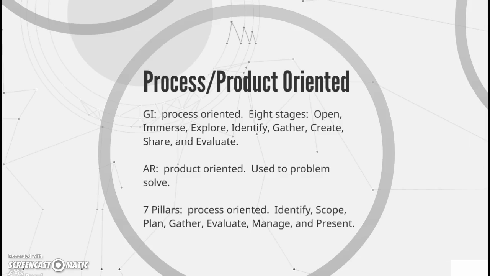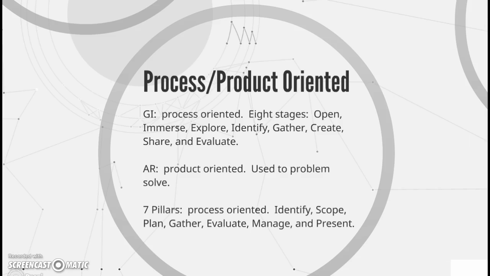Like guided inquiry, the 7 pillars model is also process-oriented. The user follows 7 stages. Stage 1, the identify stage. This is where users identify their need for information. The second stage, the scope stage, is where users assess current knowledge on the topic and gaps within their learning. Stage 3, the plan stage. This is where users construct strategies for locating information.